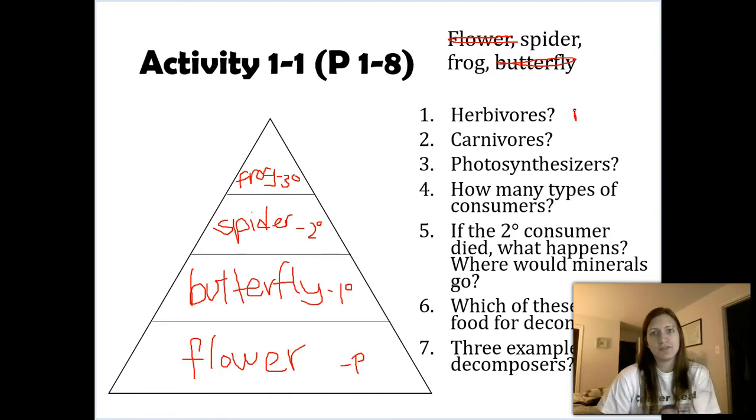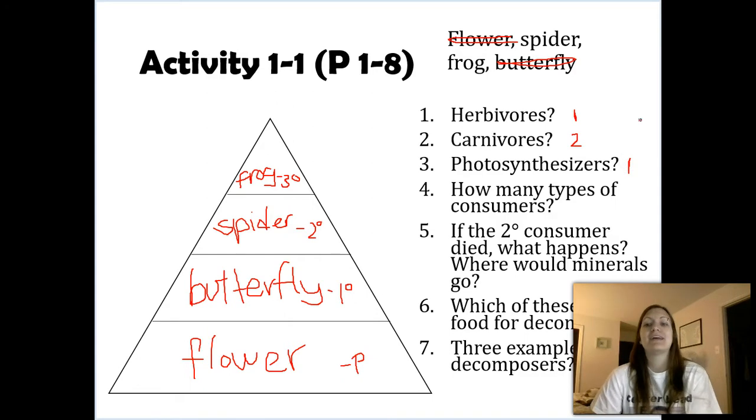How many carnivores do we have? Now, do not mix up carnivores and consumers. Consumers are just something that eats something else. Carnivores specifically are eating other consumers, versus eating producers like herbivores. So in this case, we have 2 carnivores. We have spiders who are eating butterflies. Butterflies are a consumer. We also have frogs. Frogs are eating spiders. So in this case, we have 2 carnivores. And then we just have 1 photosynthesizer, our flowers.